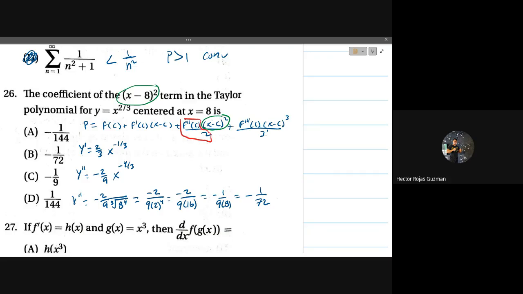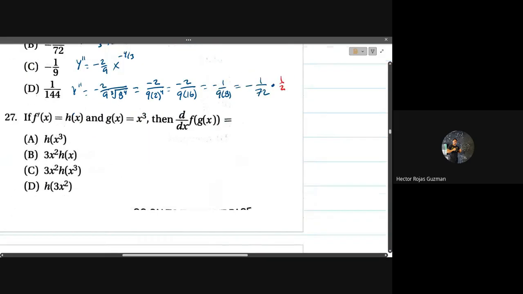So this divided by 2, or in other words, multiplied by 1/2, it's going to be negative 1 over 44. Oh, wait, I just said negative, and I'm circling the positive. There it is. 27.